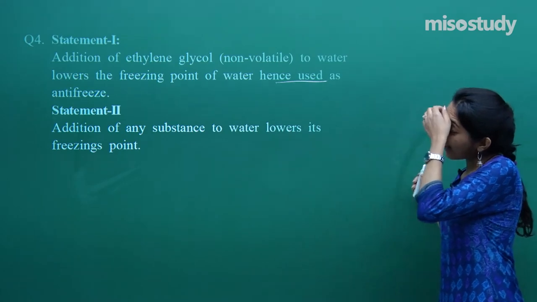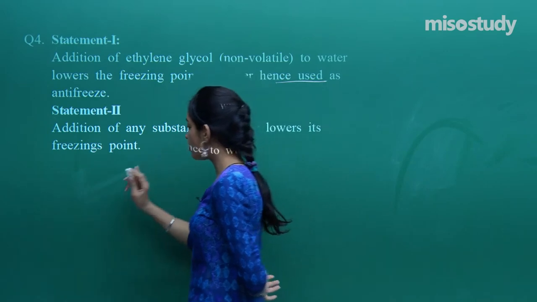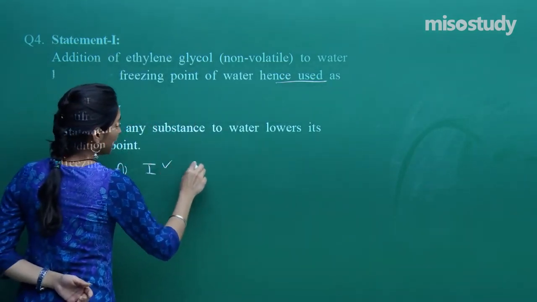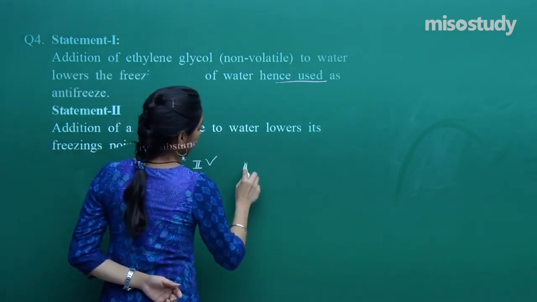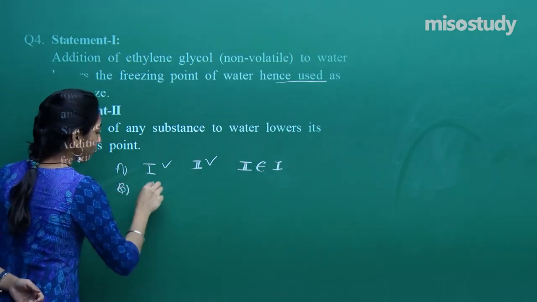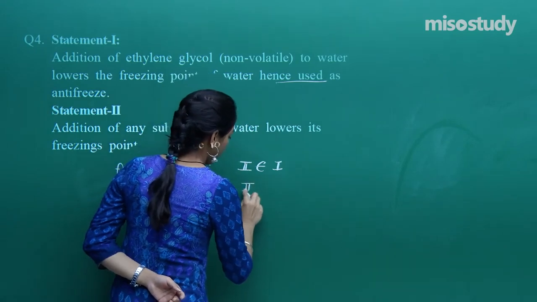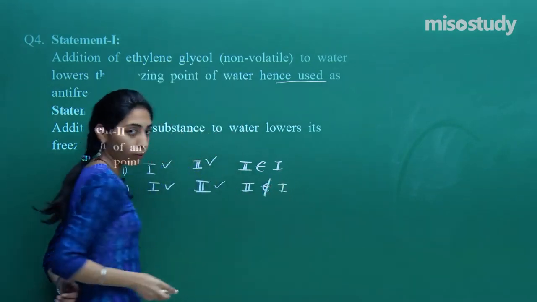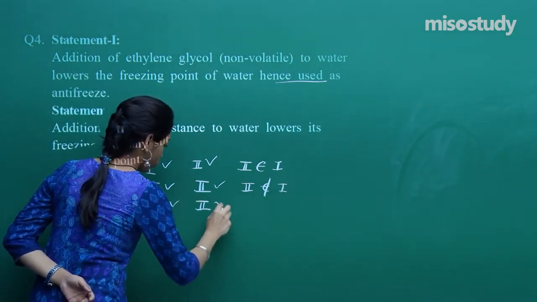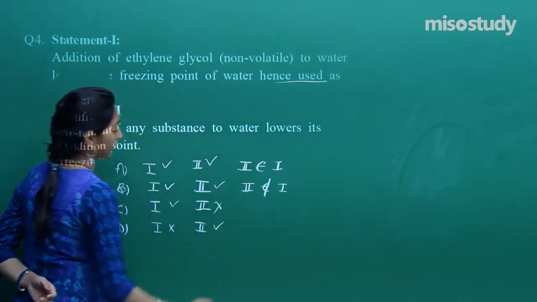Question number 4 is a statement type question. There were 4 options which I didn't mention because they are well known to everyone. Option A: statement 1 is correct, 2 is correct, and 2 is the correct explanation of 1. B: 1 is correct, 2 is correct, whereas 2 is not the correct explanation of 1. C: 1 is correct, 2 is false, and D: 1 is false, 2 is correct.